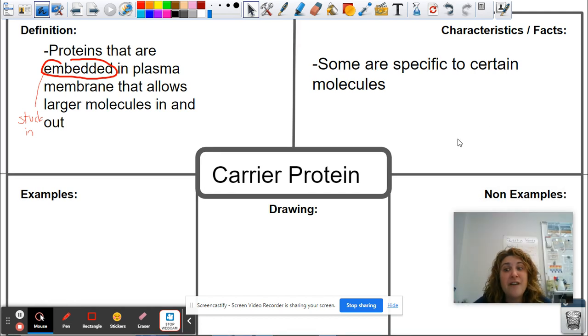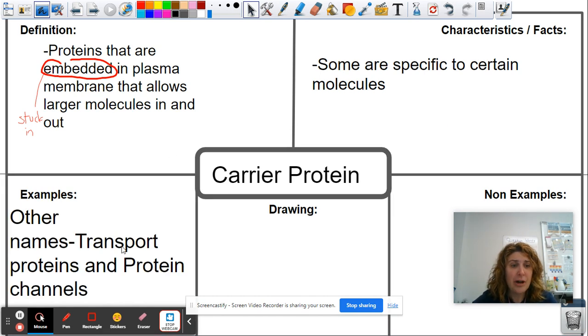So like very, very specific, like only this exact type of sugar can make its way through this particular channel or opening or pore or doorway, whatever you want to think about it, in the membrane. Some will just let anything in. Other names for them: transport proteins and protein channels.